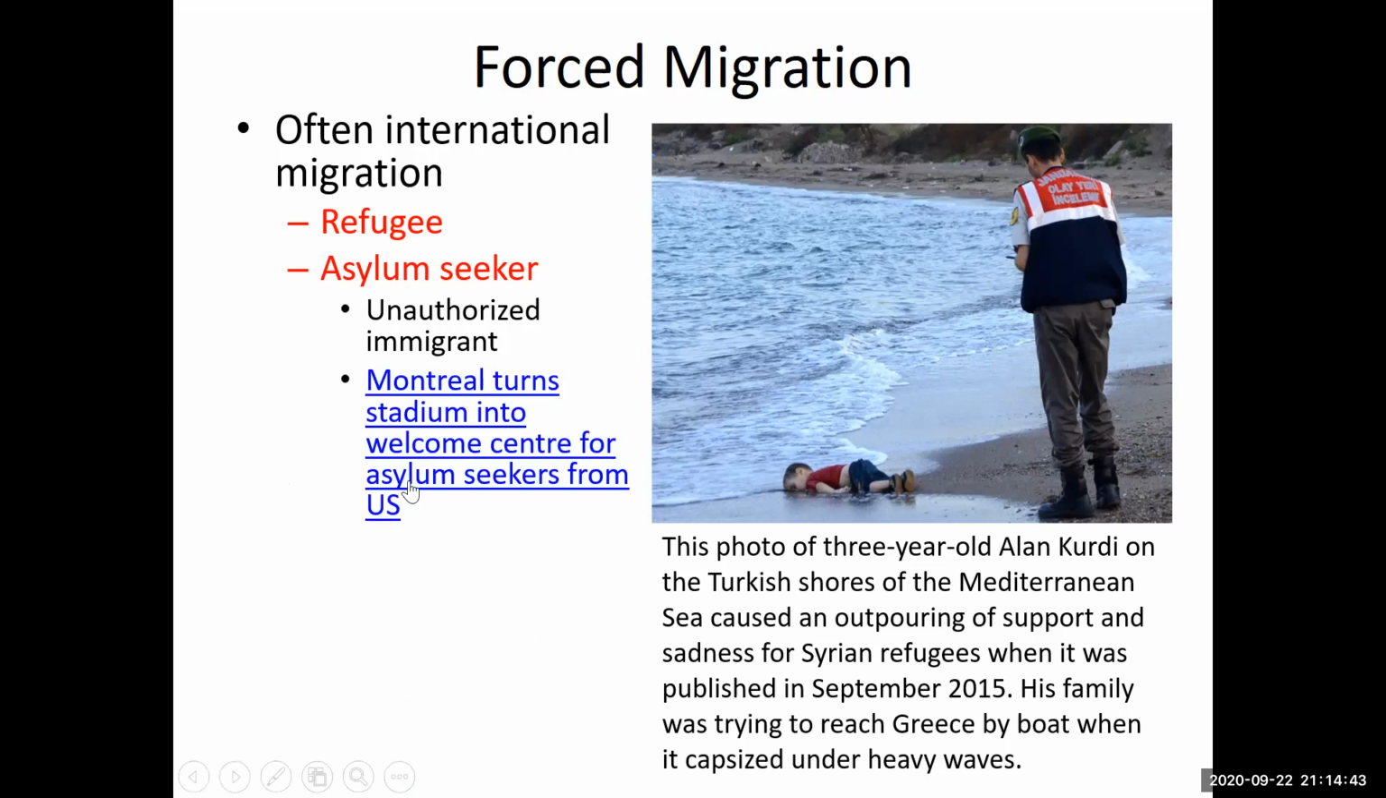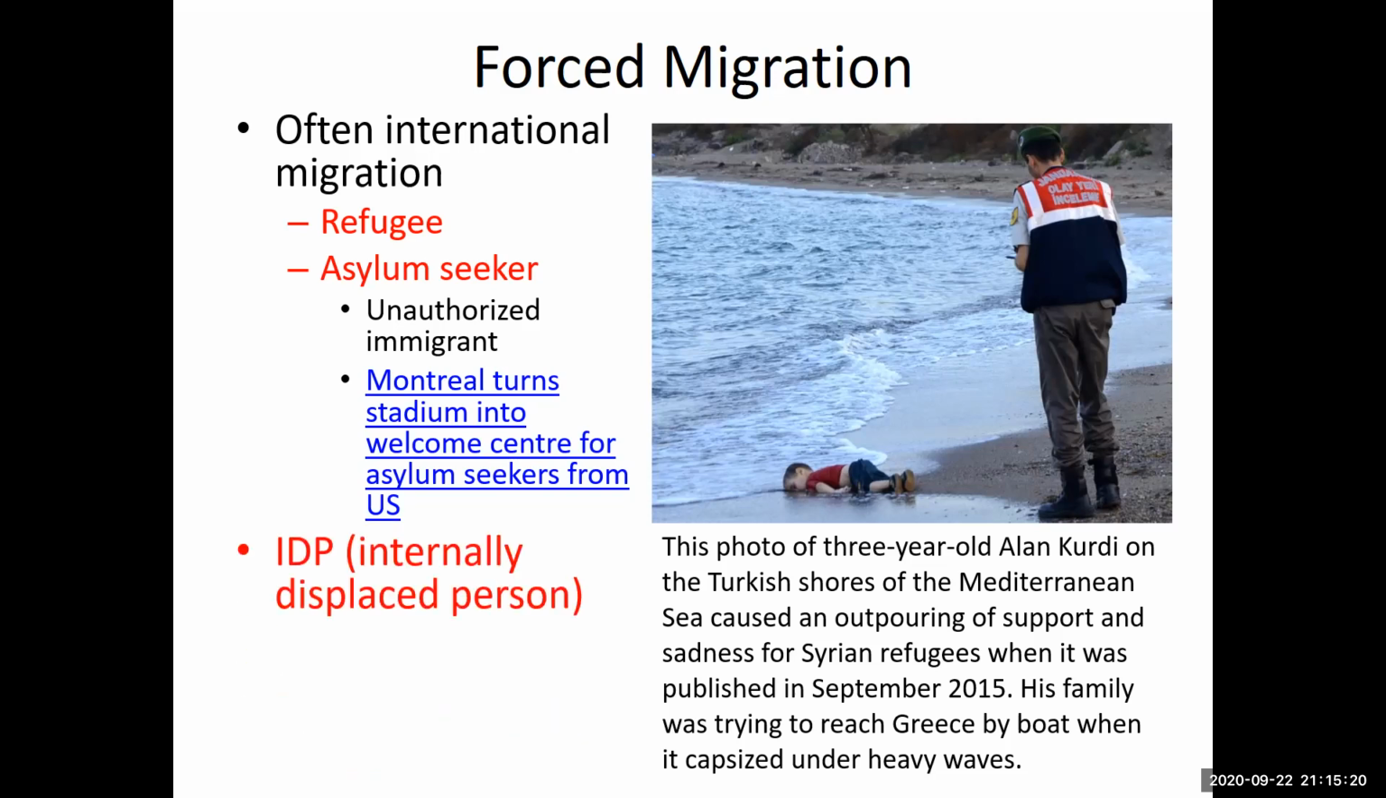Many people seeking asylum are, shockingly, even leaving the United States. I won't bother going to this website because it's just going to take up more time, but the headline there tells you everything you need to know. Montreal in Canada, a couple of years ago, turned a stadium into a welcome center for asylum seekers from the U.S. Who would have ever thought that the U.S. would get to the point where people are trying to leave here to seek safety somewhere else? This is supposed to be the place where we welcome people. But the last few years, the climate for immigrants and foreigners in this country has turned very negative, and many people have found it unsafe to be here and have started to leave. That's an interesting sign of the times.